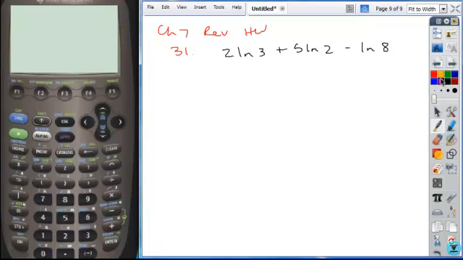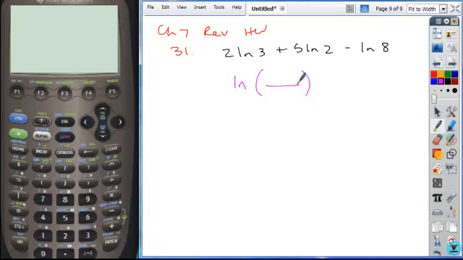All right. So in this problem, we're condensing. So it's the exact opposite process from expanding. So what we're going to do is write this all inside one single log. So the first step I would do is write my log, whatever that log happens to be. And notice I put grouping symbols here because everything has to be condensed into one single log.